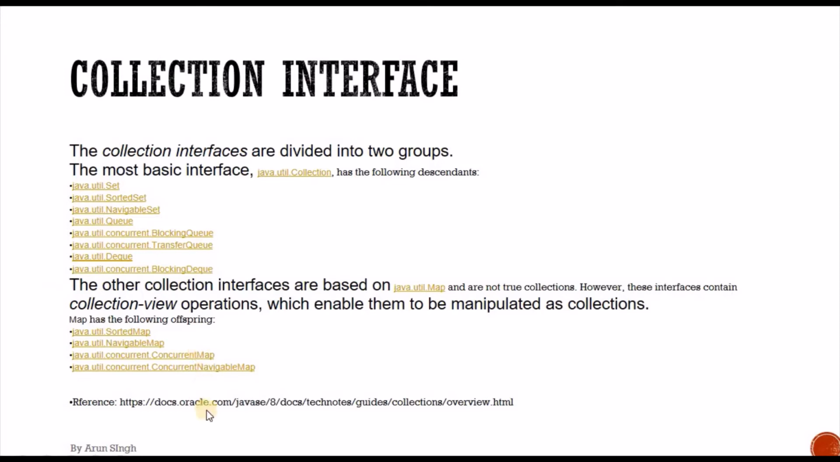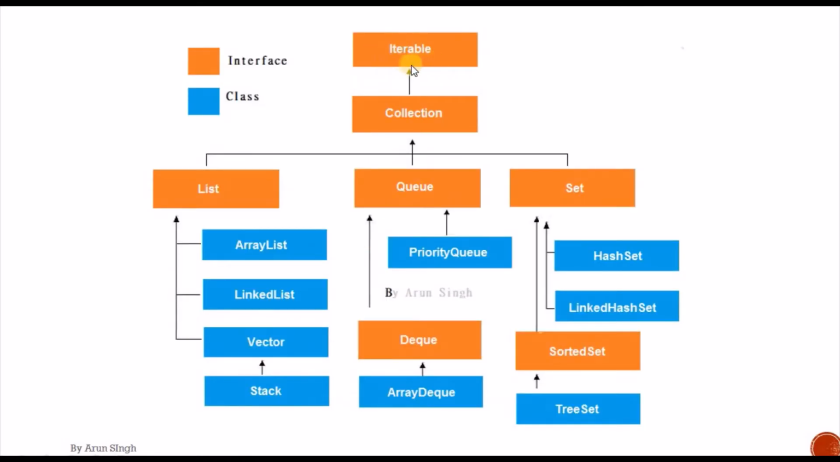This whole page I have taken from the Oracle docs. How will this collection look in a tree form? Let me show you. I have Iterable as an interface. Then I have Collection, and under Collection I have List, Queue, and Set. This thing you need to remember. I have the Iterable interface, the Collection interface, this orange is interface. Then I have List, Queue, and Set as interfaces.